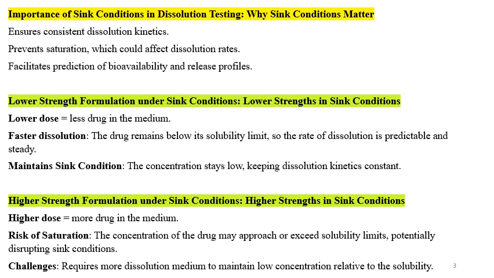Now we'll see regarding the lower strength and the higher strength. What happens for the lower strength? What happens for the higher strength? The lower strength has a lower dose, and that's why there will be less drug in the dissolution medium. So there will always be faster dissolution. The drug concentration will remain below its solubility limit, so the rate of dissolution is predictable and steady.